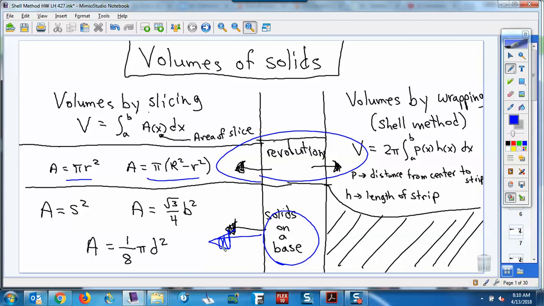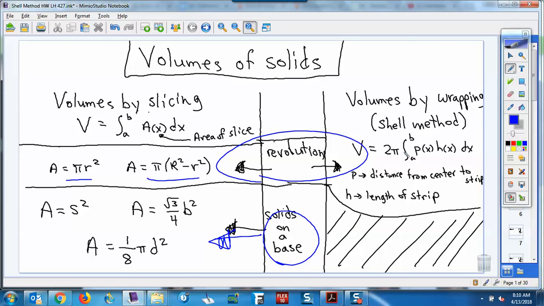So if I said do the shell method, it would be on one that was set up to do that. It would be a revolving one, because again, it's a circular thing. It's often called the method of cylindrical shells, because that's what it creates when you wrap around. Here's your axis of revolution, here's your strip, and you create this cylinder-shaped layer, which is typically called a shell.